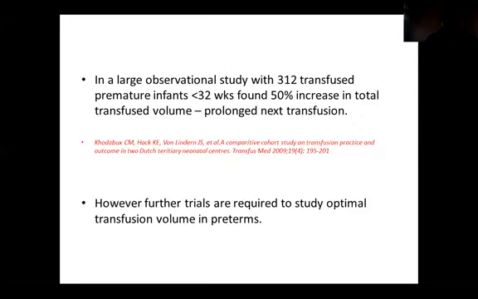There was also one large observational study of 312 transfused premature infants less than 32 weeks, which found that a 50% increase in total transfused volume prolonged the next transfusion. When we use 20 ml per kilo, it increases the total transfused volume by 50%, which can prolong the next transfusion. However, further trials are required to study optimal transfusion volume in preterm infants. So there are a lot of studies on this, and few studies support 20 ml per kilo.